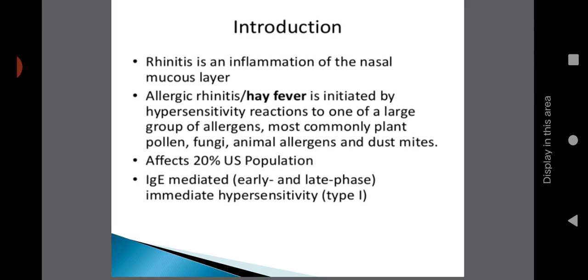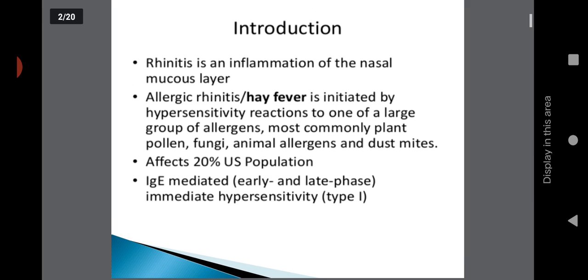Rhinitis is an inflammation of the nasal mucosal layer. That is also the definition I'll discuss later. So rhinitis means an inflammation occurring on the mucus layer. When we were discussing anatomy and physiology, I already told you our nasal tract and respiratory tract are all lined with the mucous membrane. And whenever this mucous membrane gets inflamed, that is when rhinitis occurs.